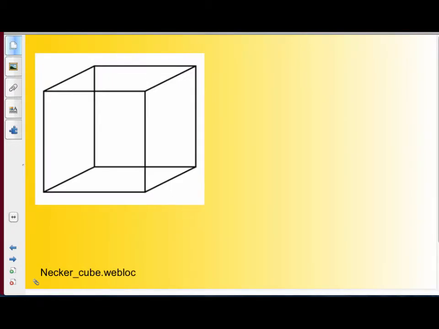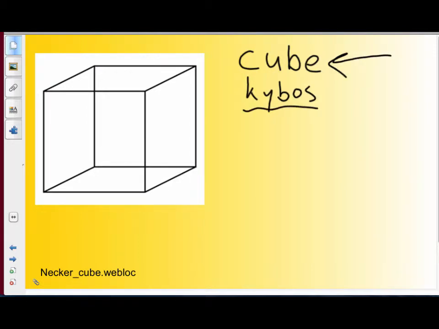I wonder if you know what this is called. Okay, this is of course called a cube. It is called a cube, and I think it actually comes from the Greek word kybos, which meant a dice or a six-sided shape. But we just call it a cube, and of course, yes, it does in fact have six faces.